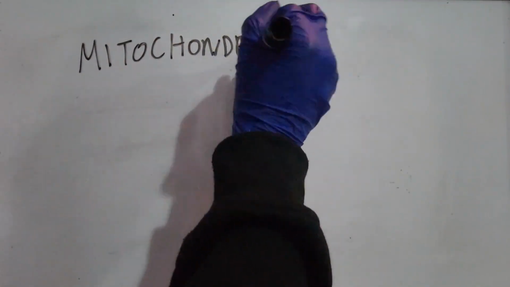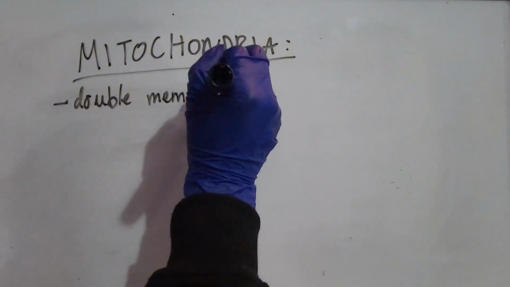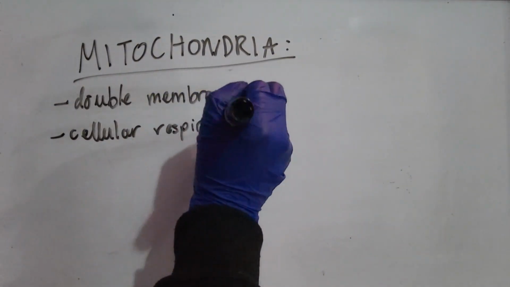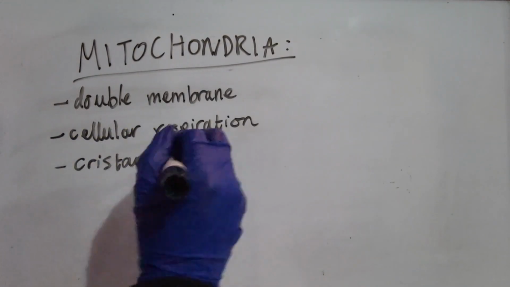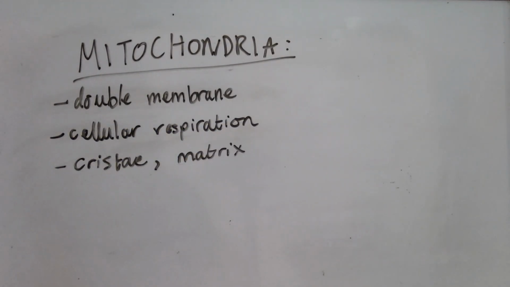Mitochondria are a type of double membrane-bound organelle. They are said to be the powerhouse of the cell, and this is because they're the site of the final stage of cellular respiration. ATP is produced in bulk here. The inner membrane folds to form cristae, and the interior is full of fluid called the mitochondrial matrix.